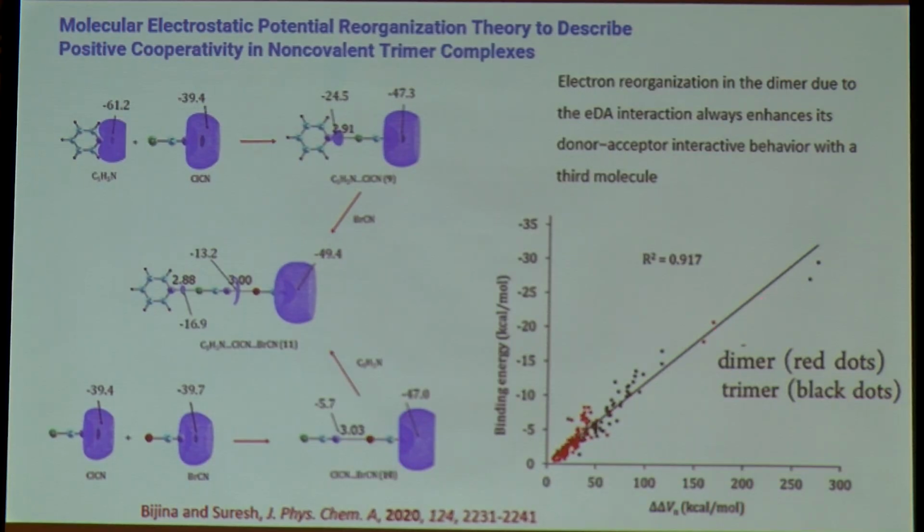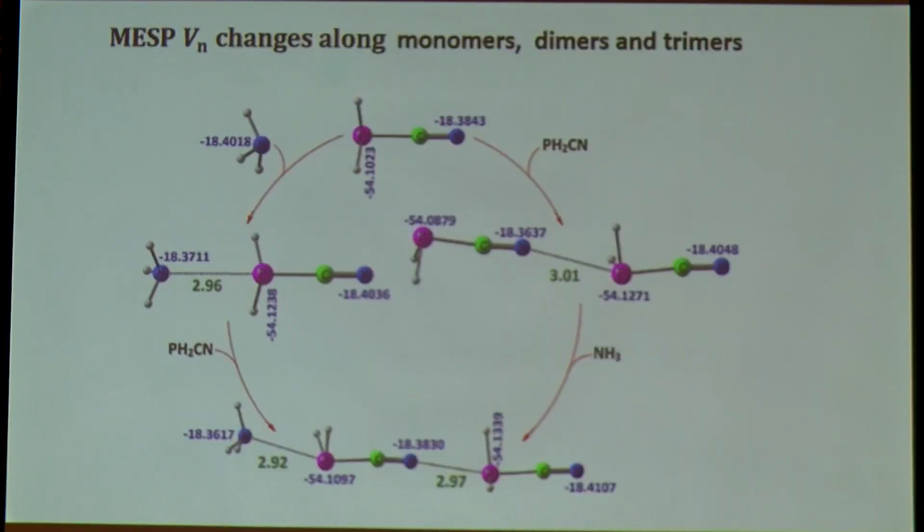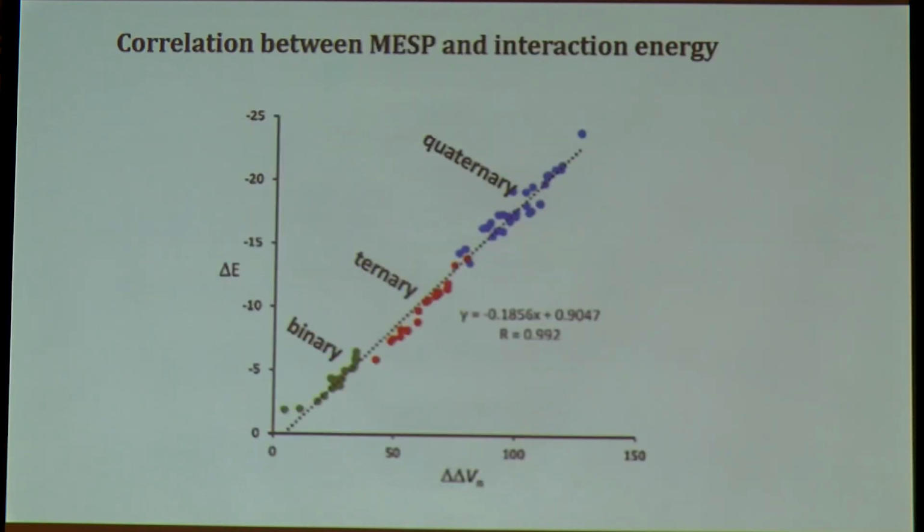There is also a strong correlation, even for the dimer and trimer, between the interaction energy and delta V values. This is another example where this dimer formation or this trimer formation can be described in this manner, and you can see that these two bonds are stronger compared to the individual bonds because of this positive cooperativity. In fact, there is a strong correlation you can see for the binary, ternary, and quaternary systems as well.